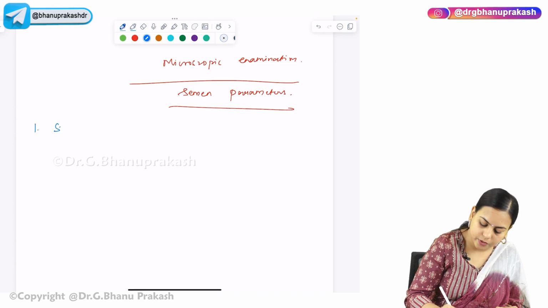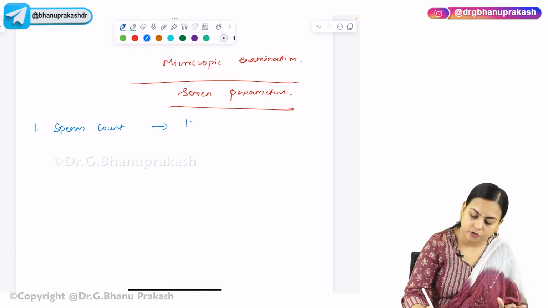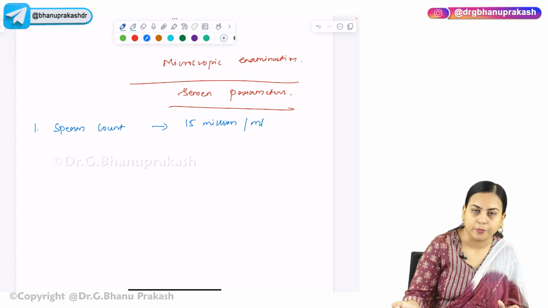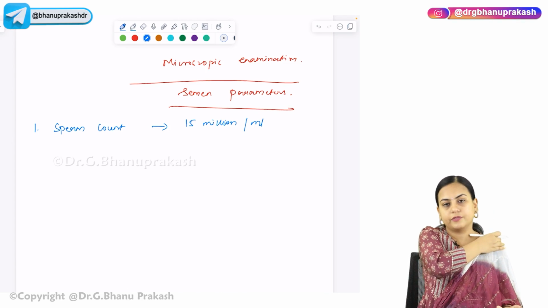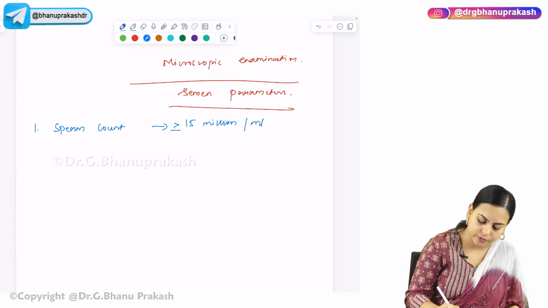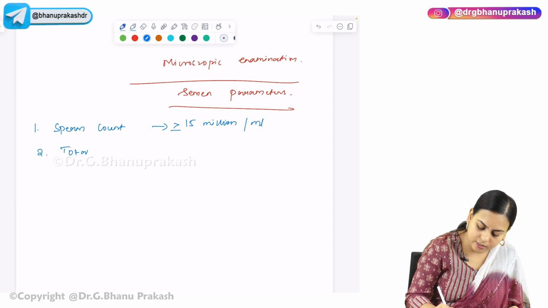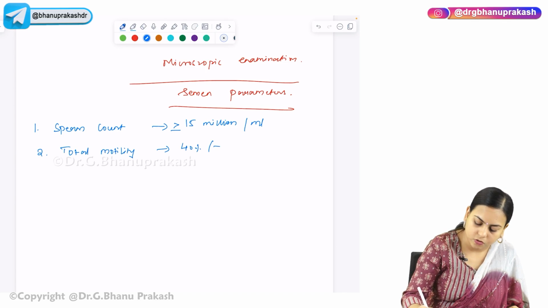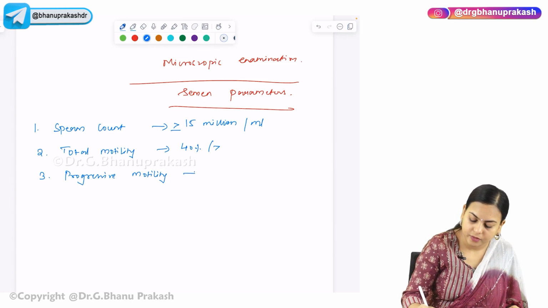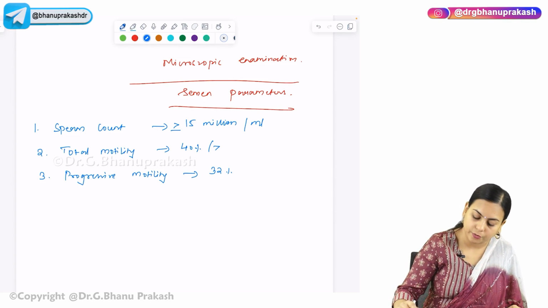First point is sperm count. Normally it should be 15 million per milliliter or more. Minimum it should be 15 million per milliliter, so equal to or more than 15 million per milliliter of sperm count. Then you have to see the total motility. Total motility of the sperms should be 40% or more. Then you have to check for the progressive motility. It should be 32% or more.